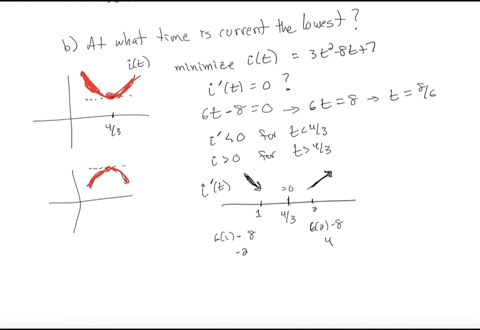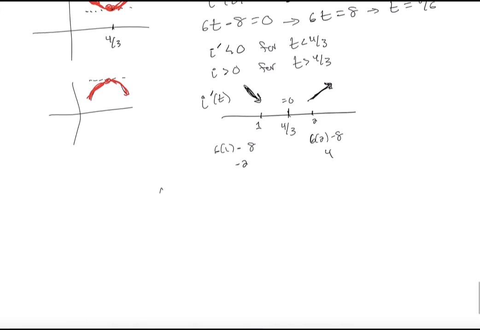So we have verified that at 4/3, current has a minimum value. We'll just write out in a sentence: current obtains a minimum at t equals 4/3 seconds.